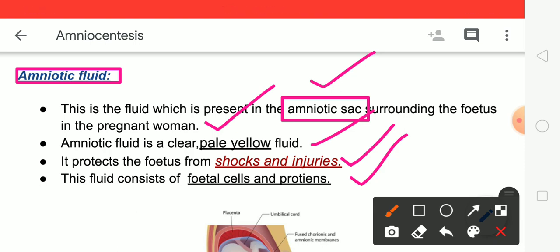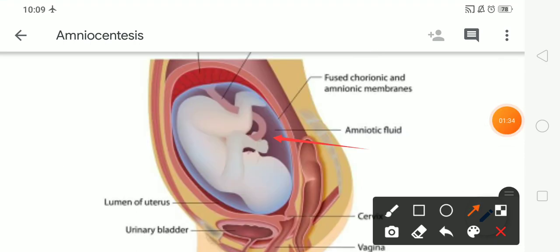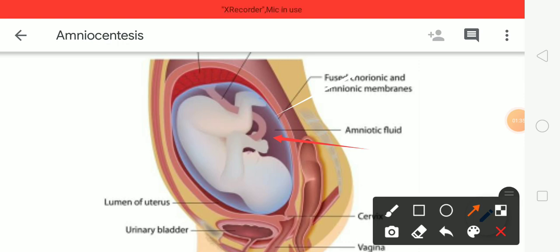fluid. It protects the baby from shocks and injuries, and this fluid consists of shed fetal cells, so we can determine the genetic abnormalities of the fetus, and it consists of proteins, so those proteins nourish the embryo or the fetus. These are the functions of the amniotic fluid. Now in the diagram we can clearly see the amniotic fluid. See, this is the amniotic fluid.